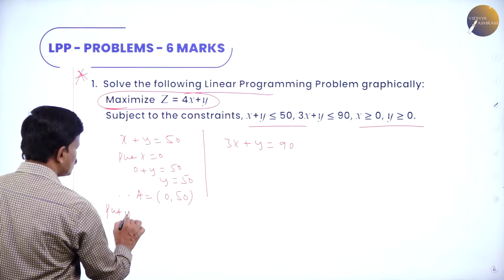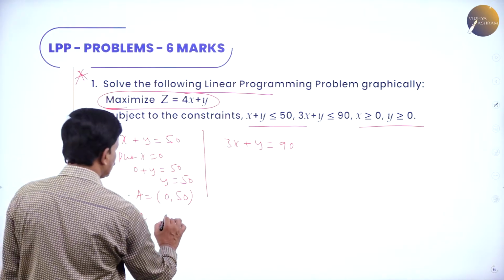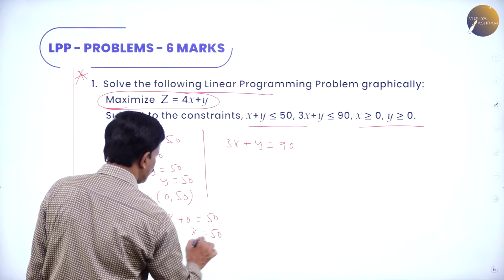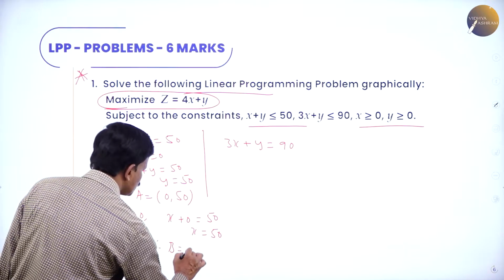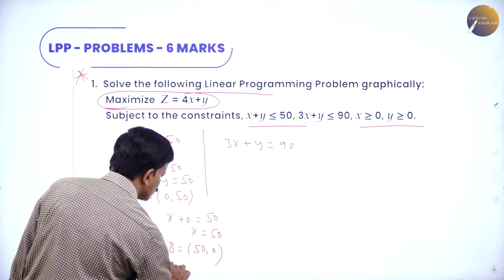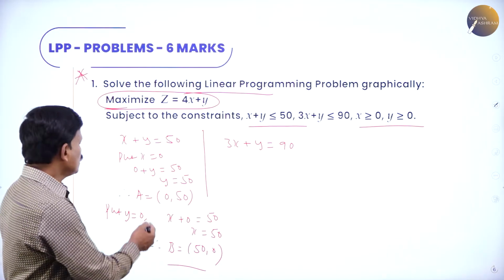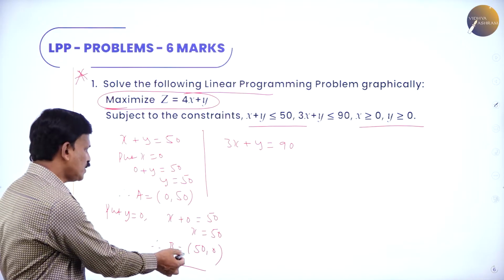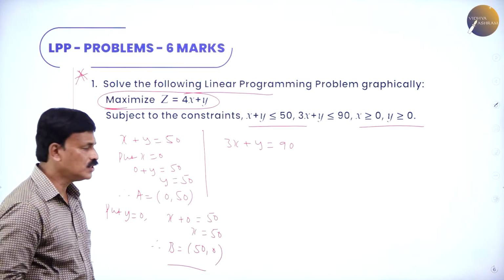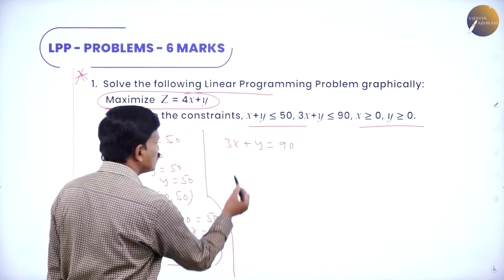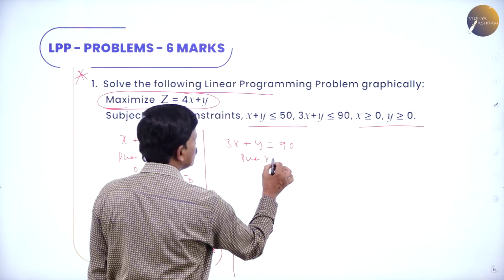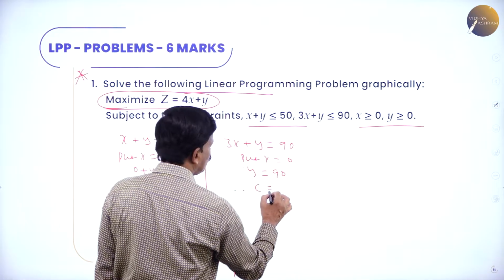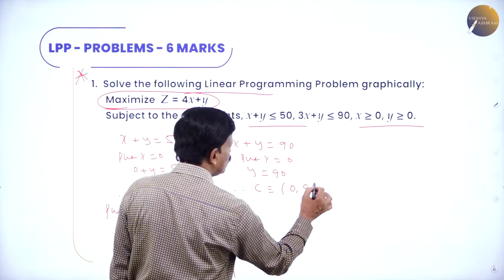Similarly, put y is equal to 0. Then you will get x plus 0 is equal to 50, x is equal to 50. Therefore, the coordinates of B are 50, 0. Now, similarly, find out the points for the second equation. Put x is equal to 0. We will get y is equal to 90. Therefore, the coordinates of C are 0, 90.